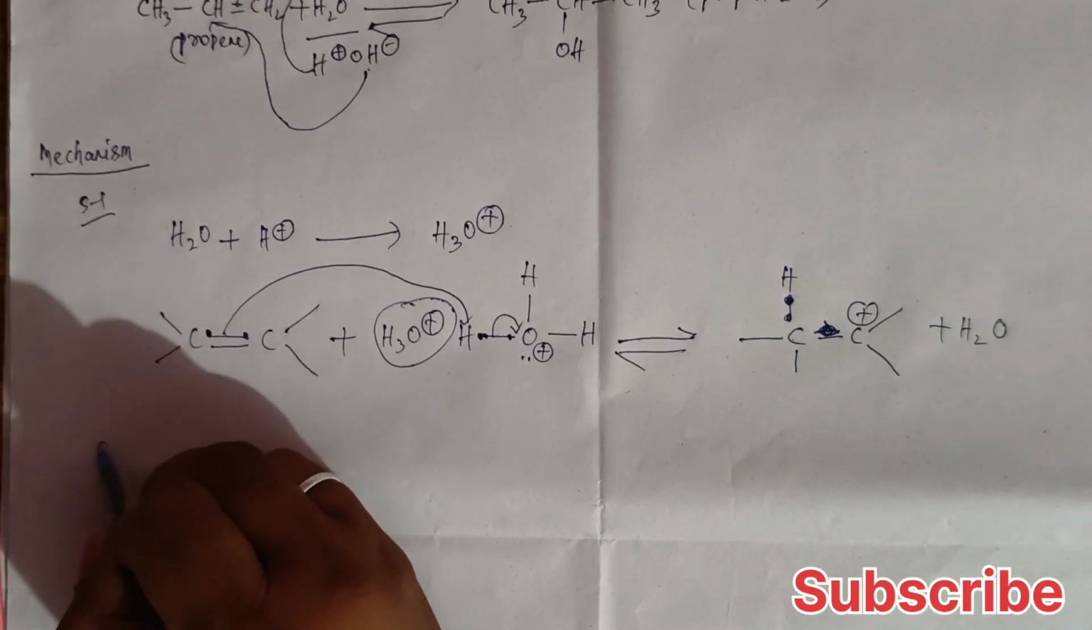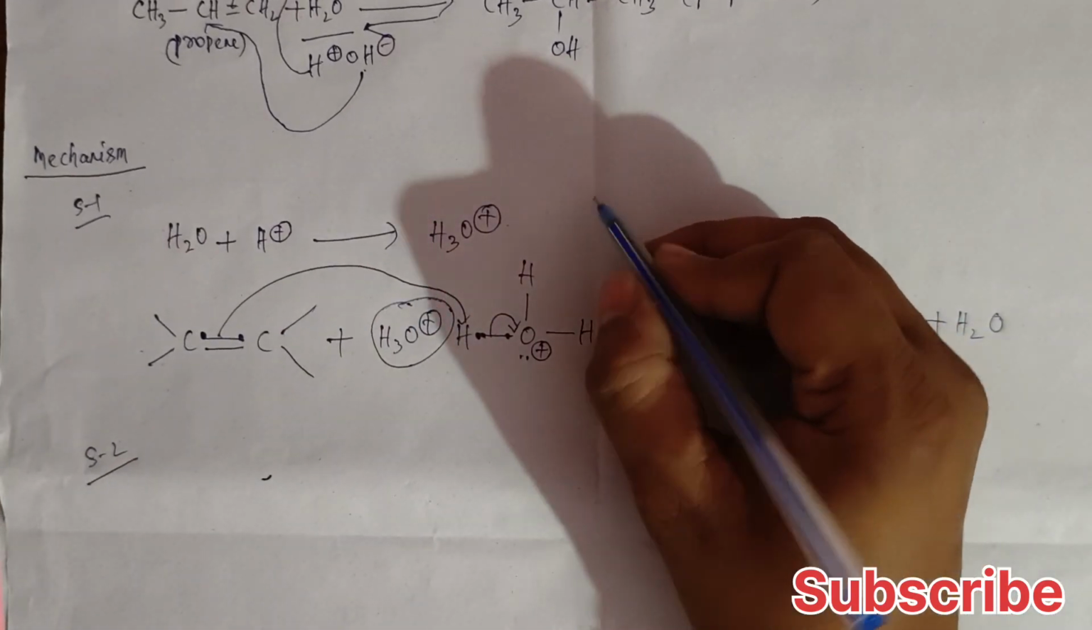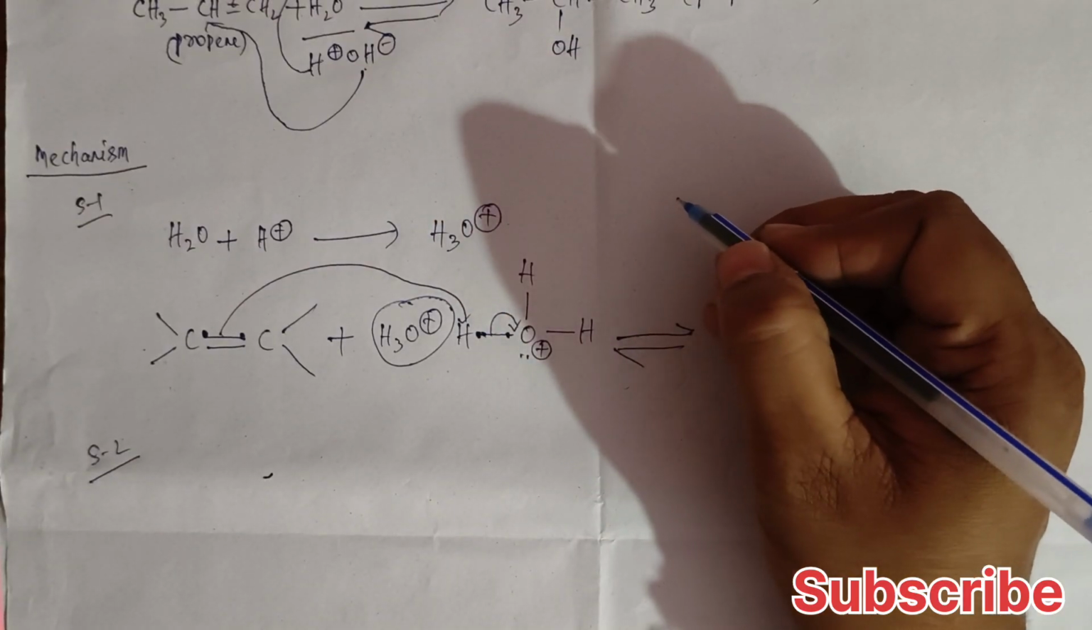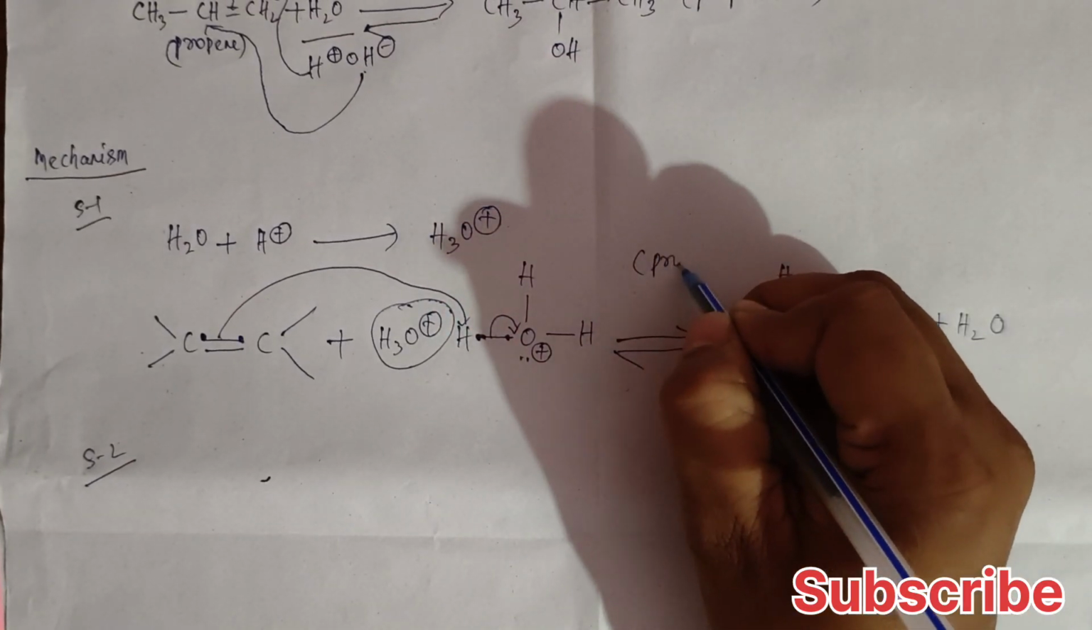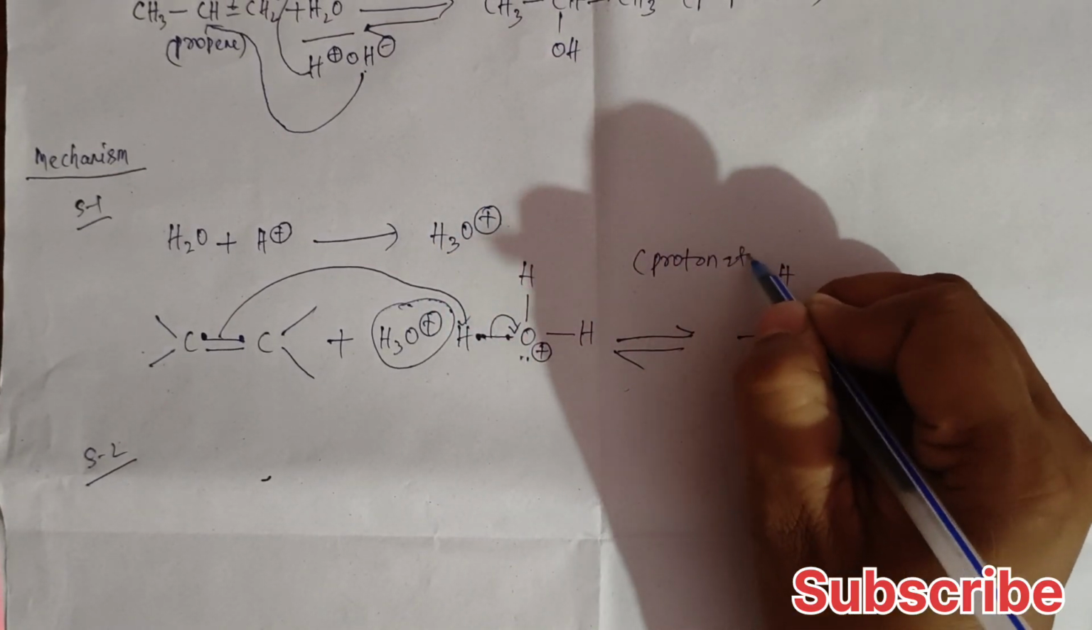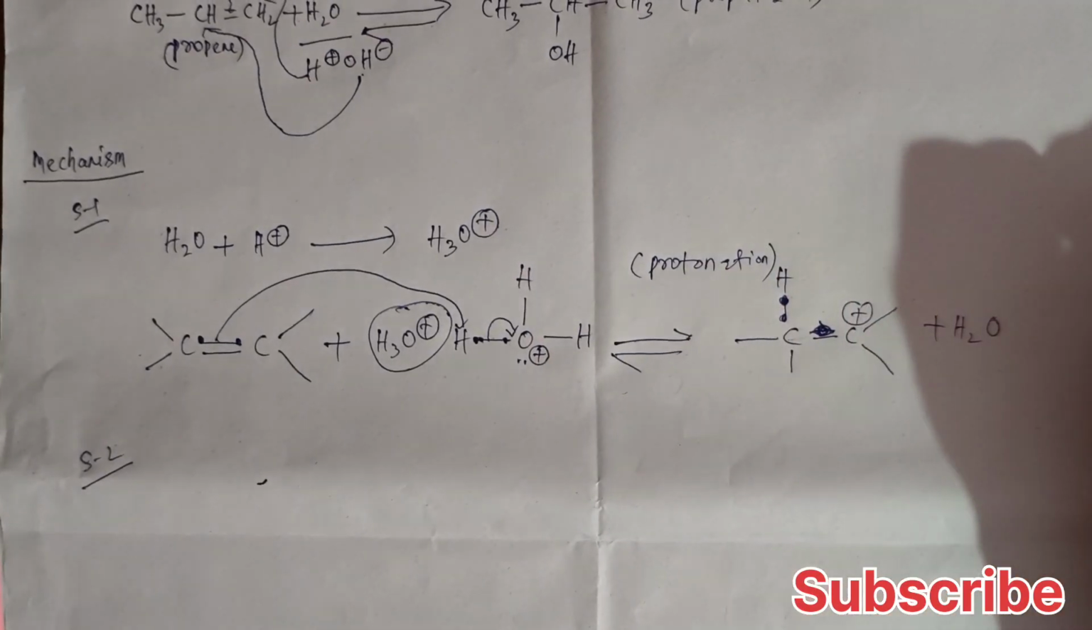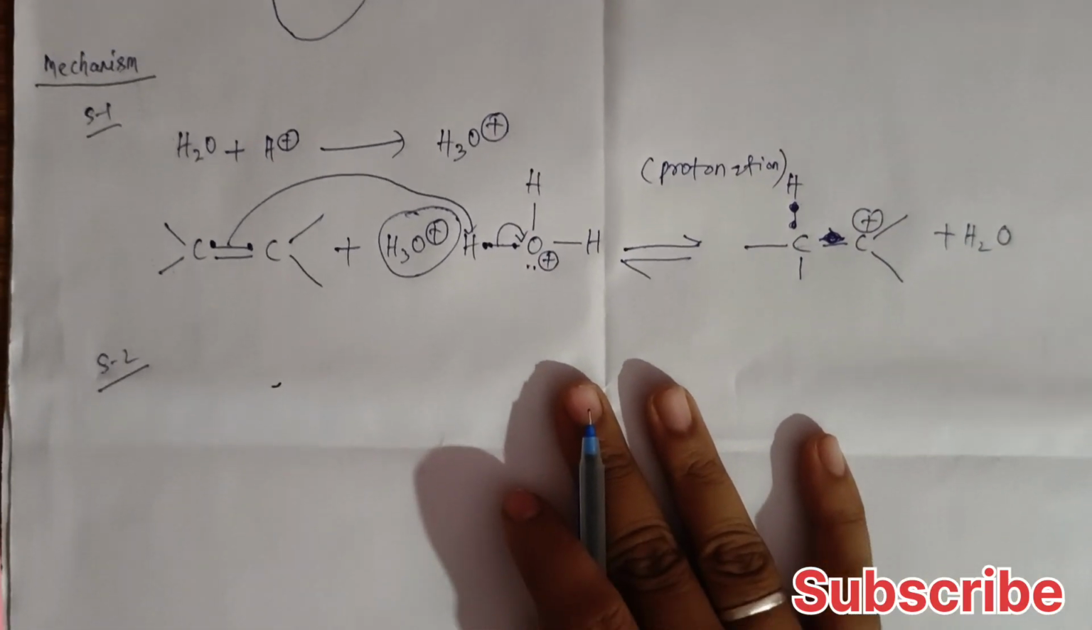In step 2, what will happen? Step 2, this is protonation. This is called as what? Protonation. This is called as protonation. Clear? Now in step 2, what happens?